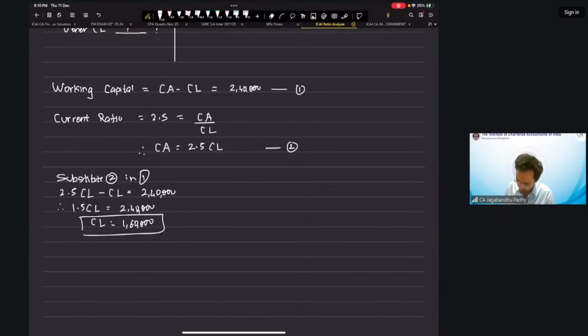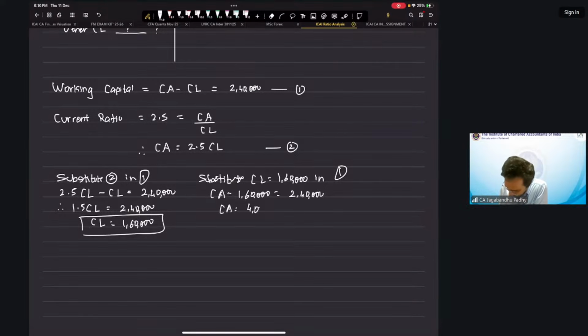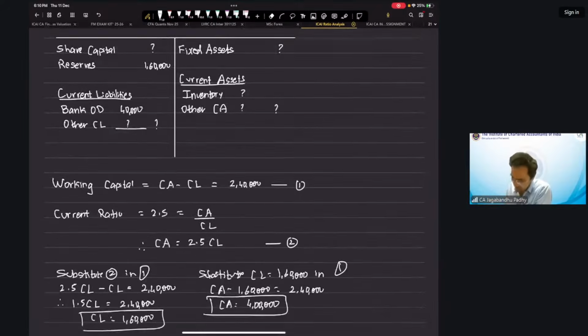And then we'll say substitute current liability of 1,60,000 in, let's say, the first equation. So current asset minus 1,60,000 is 2,40,000. So current asset is 4 lakh. So you've got the current asset value to be 4 lakh. Right. So current asset is arrived at.